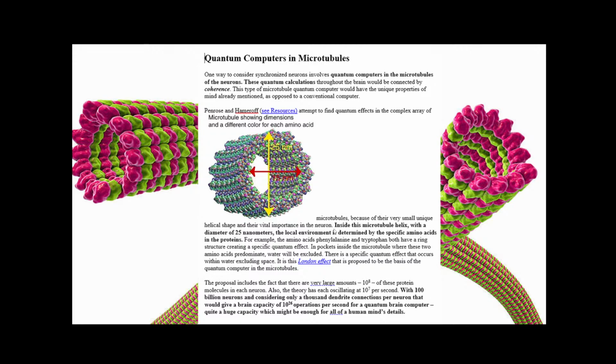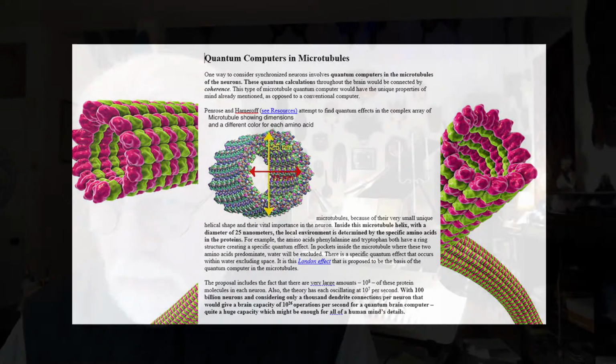Microtubules have a very small, unique helical shape, which means they're spirals, not just circles. They're spirals going down. Inside this microtubule helix, with a diameter of 25 nanometers, the local environment is determined by the specific amino acids and proteins. And as soon as we're talking about amino acids and proteins, we're talking about DNA.